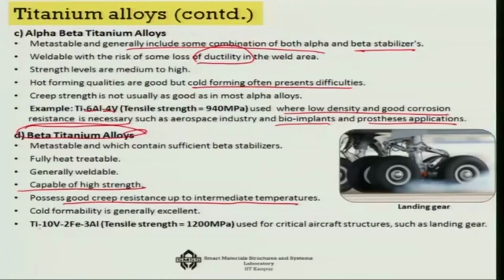One example is with 10% vanadium, 2% iron and aluminium, you get a tensile strength of 1200 MPa. This is used for many critical aircraft structures such as landing gear applications. As you can see, the landing gear part many a times is made of titanium alloys, which is a beta titanium alloy. So, that is about the titanium alloy.